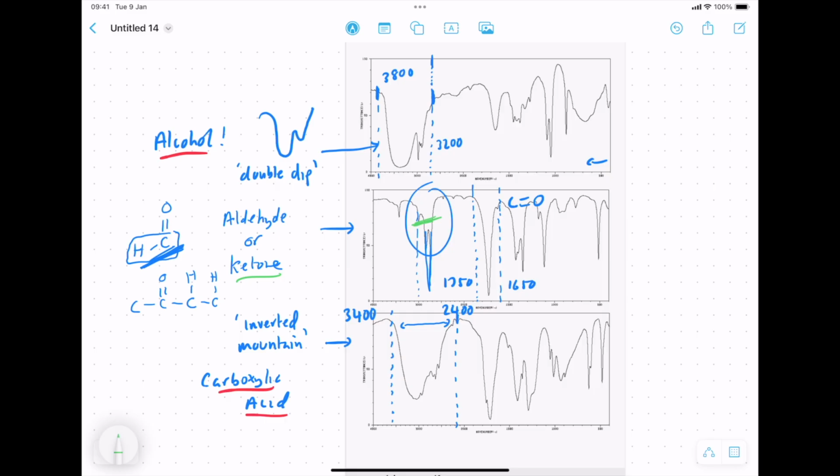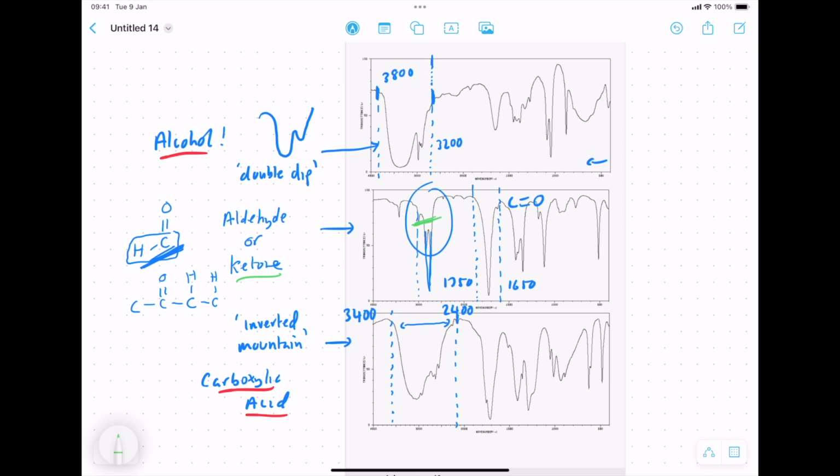I'm going to have to see what other clues are given to me. Have I been given some mass spectroscopy information? Have I been given some chemical test results? Maybe it doesn't react with Tollens reagent or something like that. Okay, so that is three basic groups there: your alcohol, your carboxylic acid, your aldehyde or ketone.